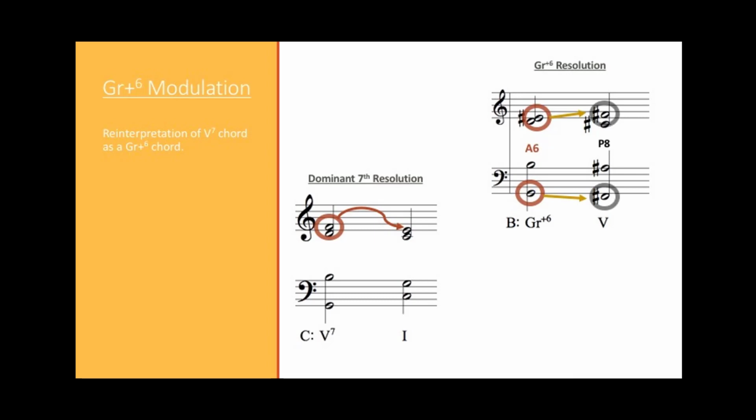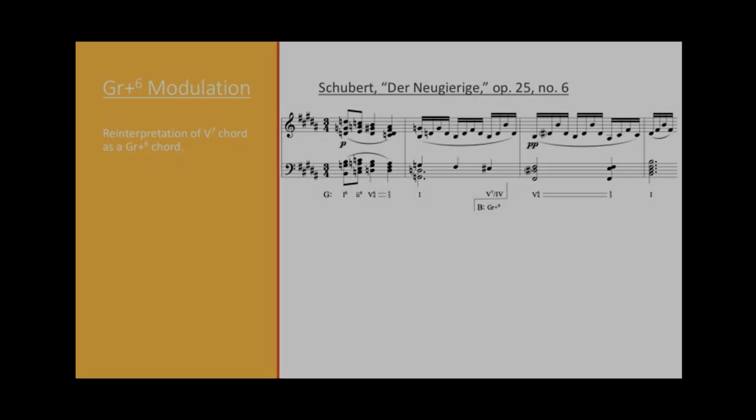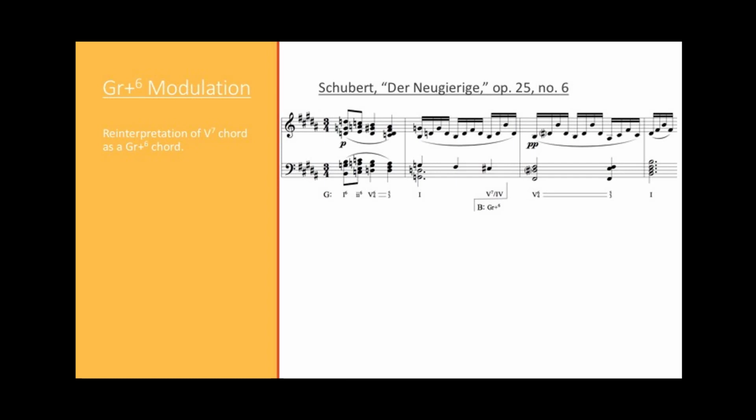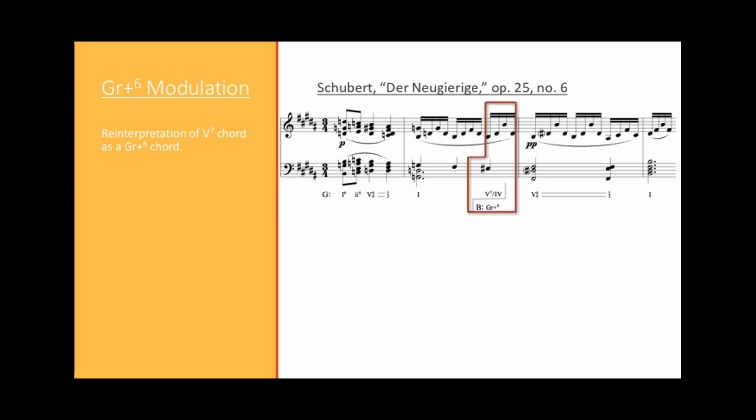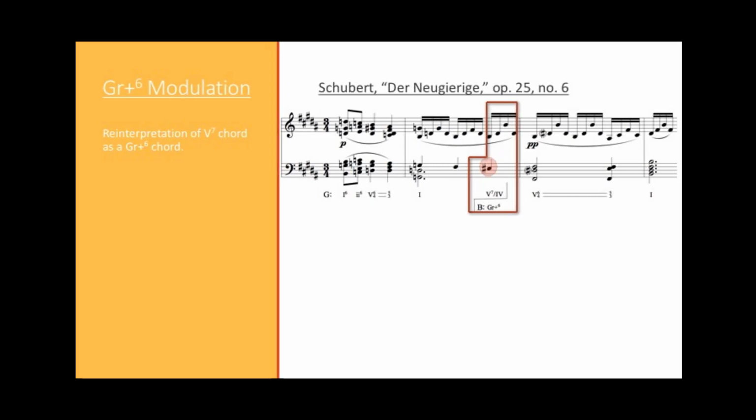Take this excerpt from a piece by Schubert as an example. In the second measure of this excerpt, Schubert uses a sonority that could function as tonicizing a C chord of some sort, but instead, the F sharp gives us a clue that we should interpret it differently.